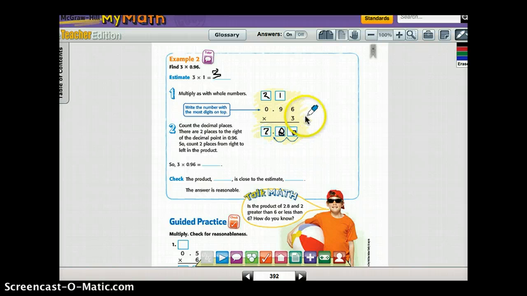Now I have to figure out where my decimal goes, and I know it shows it here, but let's pretend it doesn't. I have to see how many places are to the right of my decimal in my first number, 2, and in my next number, 0. So I know my answer will be a decimal with 2 places to the right. I can jump 2 places, put my decimal, and then I check it with my estimate, and it's really close to my estimate, so I know it's reasonable.